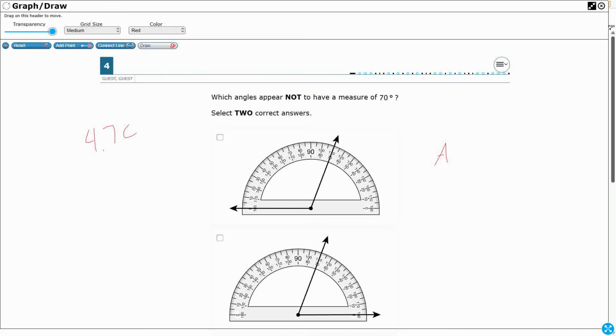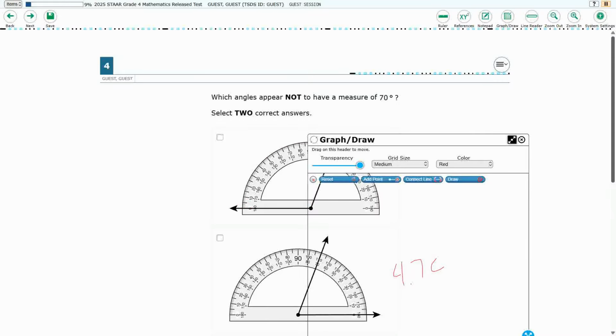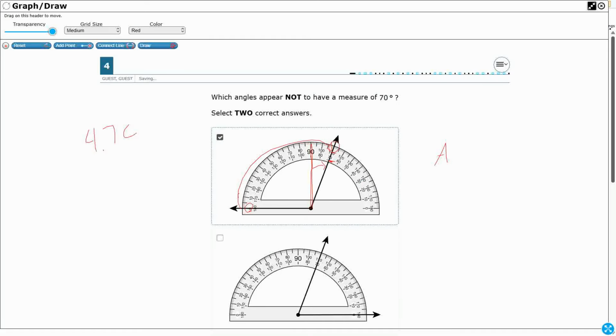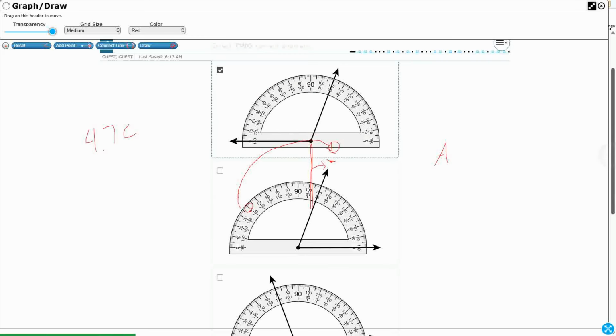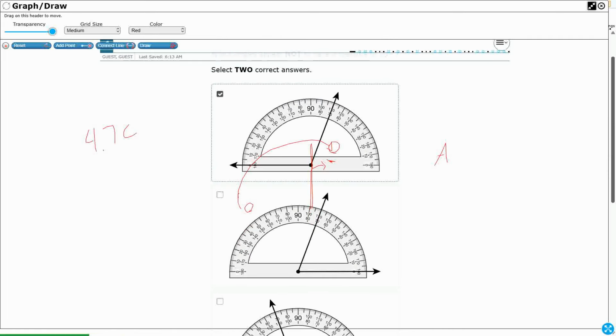And so if I'm looking from this right here, I'm looking on the outside, 0 all the way to 110. I know there's 70 right there, but look, that's a right angle. This is bigger than a right angle. This is obtuse. So 70 is not going to work because 70 is acute, right? And so this is actually going to be one of our answers because this is not 70. This is 110 degrees. All right, let's scroll down here and let's see what we've got.